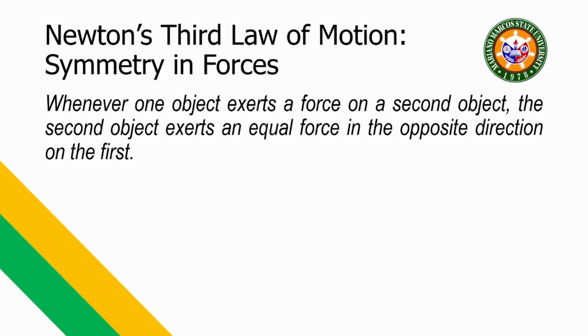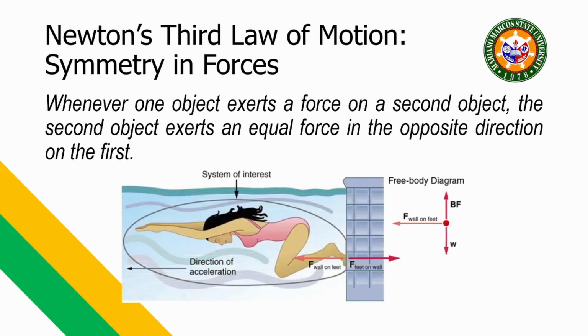So for the third law of motion, whenever one object exerts a force on a second object, the second object exerts an equal force in the opposite direction on the first. So if we take a look at this, meron tayong swimmer dito. Yung swimmer, her feet exerts a force on the wall, and meron nagka-counteract na force from the wall, na ito, force from the wall to her feet. So we call that normal force.